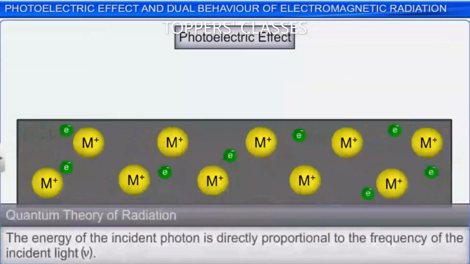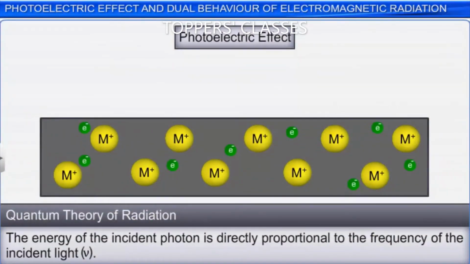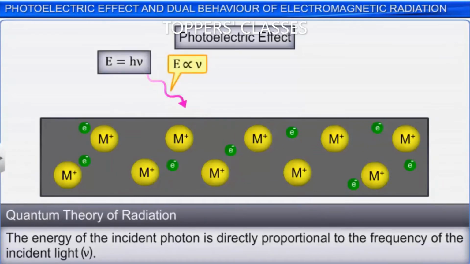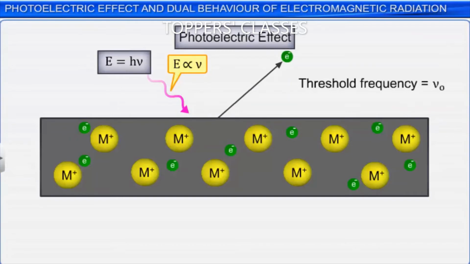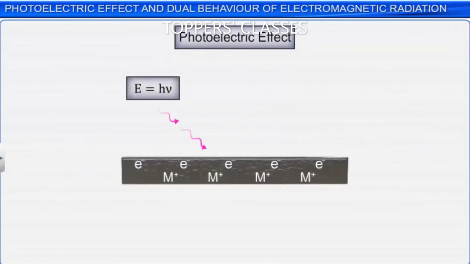From the quantum theory of radiation, we know that the energy of the incident photon is directly proportional to the frequency of the incident light. The minimum frequency that provides enough energy just to release an electron from the surface of a metal is called the threshold frequency, designated as nu0. Hence, when a beam of light, that is, a beam of photons, strikes the surface of the metal, electrons will be ejected only if the incident photons have the frequency nu greater than the threshold frequency nu0.